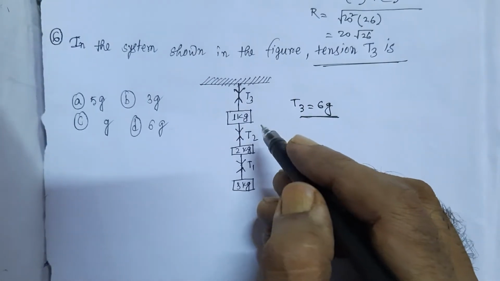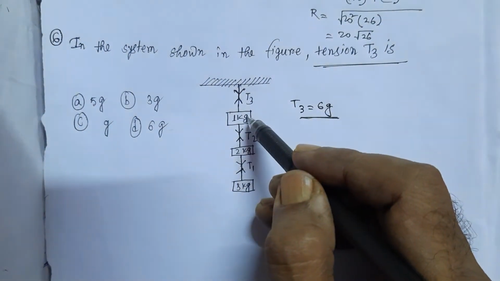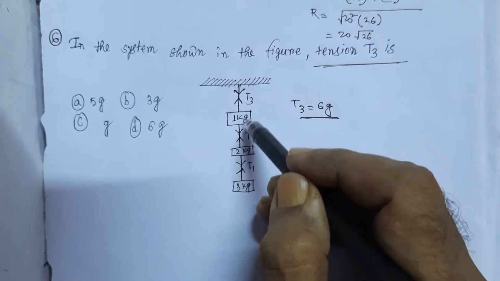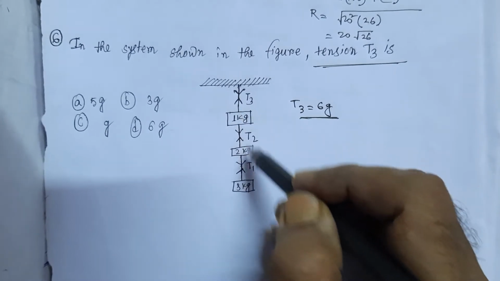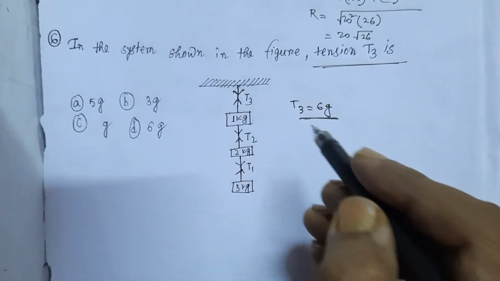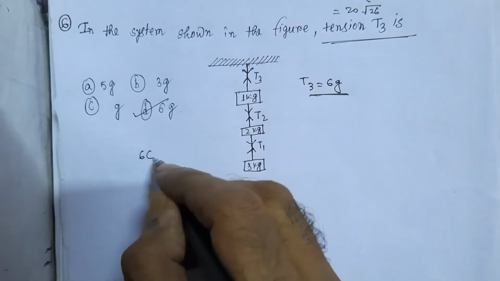As the system is in equilibrium, total downward force is 6 kg mass being supported by T3. So total downward force is 6g and upward force is T3. So in equilibrium, T3 equals 6g. Correct answer is D. So the correct answer to the question number 6 is D.